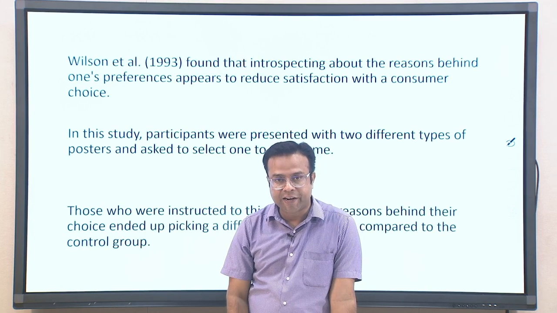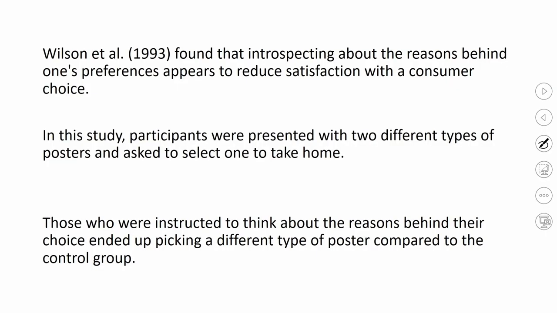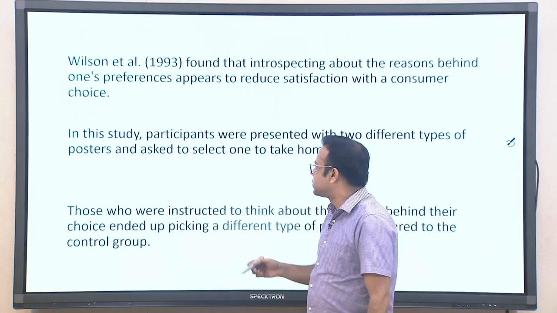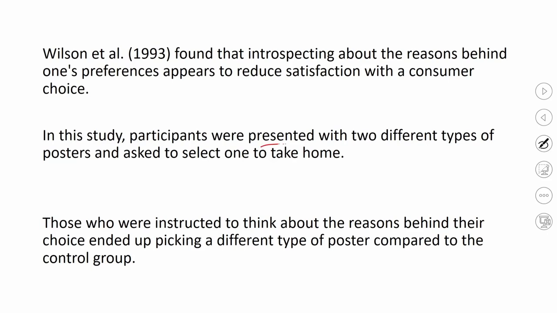Wilson and colleagues in 1993 found in one related experiment that introspecting about the reasons behind one's preferences, when people think too much about why they chose something, reduces their satisfaction with the choice. If they make too much logical analysis, it reduces their satisfaction with the choice itself. In this study, participants were presented with two different types of posters and asked to select one to take home. Some participants were instructed to think about the reasons behind their choice, pros and cons and so on, and some just took decisions intuitively.